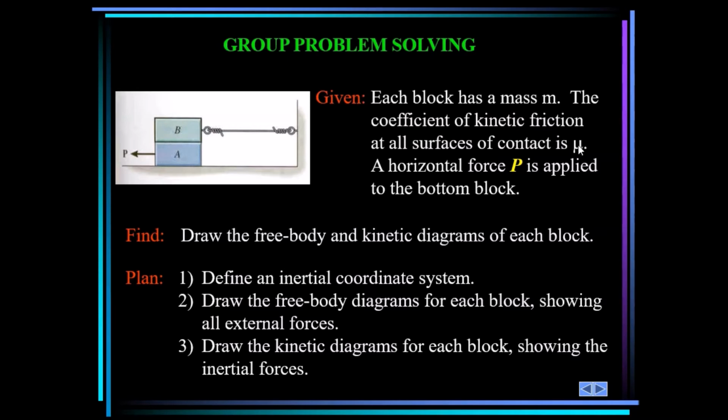So plan of attack, similar to what we did before. One, we're going to define a coordinate system. What's a positive X? What's a positive Y? And stick with that through our problem and use that for sign convention as we're drawing out our free body diagrams and eventually in our equations of motion. Step 2, we're going to draw out the free body diagrams for each block separately, showing all the external forces acting on the blocks. Step 3, we'll draw out the kinetic diagrams for each block, showing the inertial forces.